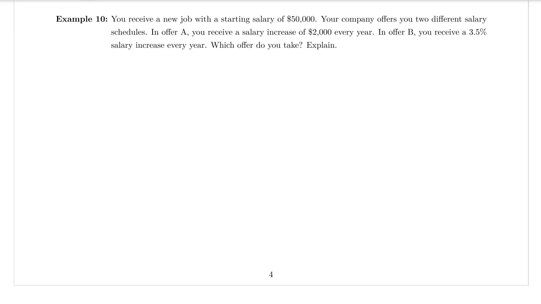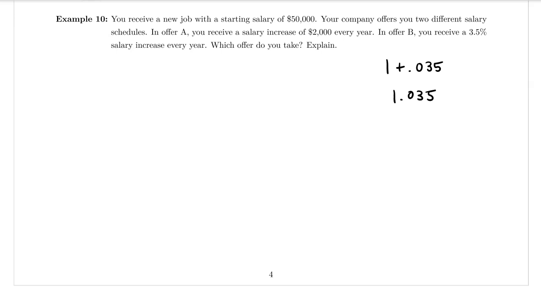Explain. So offer A, if it's not clear, is going to be modeled by a linear function since we have a slope of $2,000 per year. Offer B is modeled by an exponential function because you're receiving an increase of 3.5% every year. So that means that our common ratio, or our growth factor, is going to be 1 plus 3.5%, which would be 1 plus 0.035. So that means that our growth factor would be 1.035 in offer B.